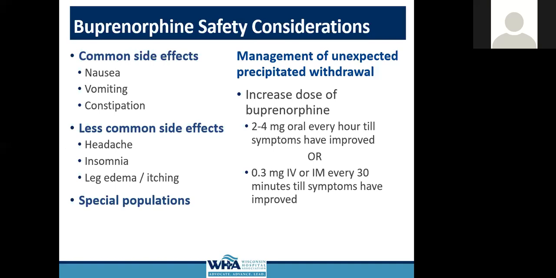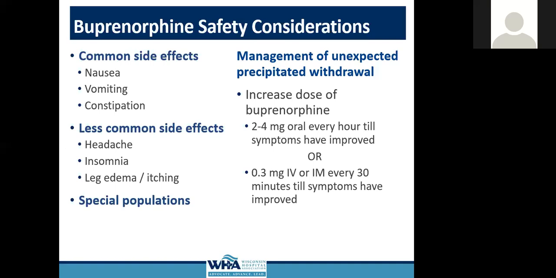If a patient does go into withdrawal, you should see that side effect within an hour of giving buprenorphine. So whether you're in clinic or the ED, you'll see these side effects kick in. And the management's actually pretty logical. You will increase the dose of buprenorphine and titrate until the withdrawal symptoms subside. So the Yale protocol is recommending 2 to 4 milligrams oral buprenorphine every hour until withdrawal symptoms have improved. Or if you're using IV or IM formulations, it's 0.3 milligram IV or IM every 30 minutes until symptoms have improved. And we'll get to more of that later as well.